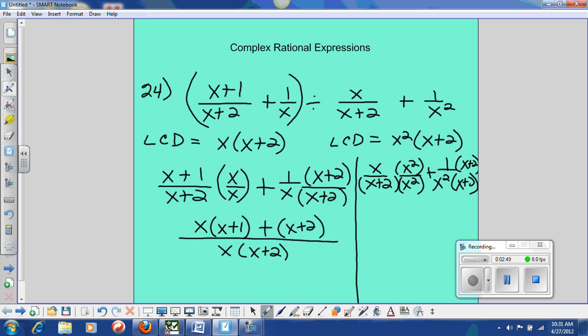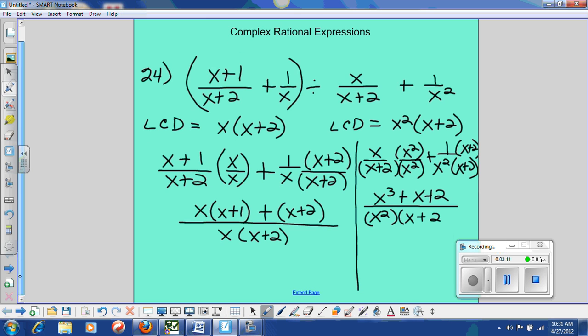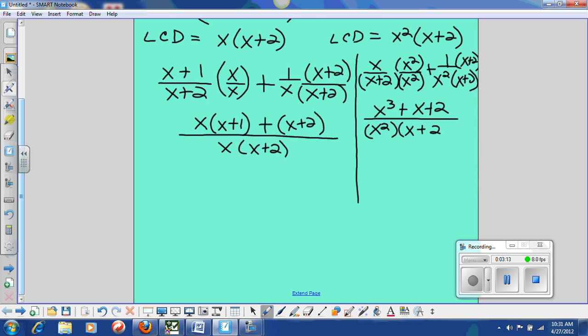Working this out, this gives us a denominator of x squared times x plus 2. And our numerator is going to be x times x squared is x to the third plus x plus 2. So now let's look at our problem from this point on. So now, it's just to divide it right here.